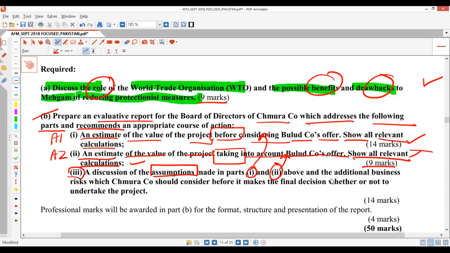And additional business risk. If you ask me, there are 14 marks here. Assumptions and additional business risk. Maybe assumptions are going to be 5 to 6 marks, 3 marks for this assumption, 3 marks for this assumption. So it's going to be 6 marks, and probably 8 marks for the risk of Kiomura before making your final decision.